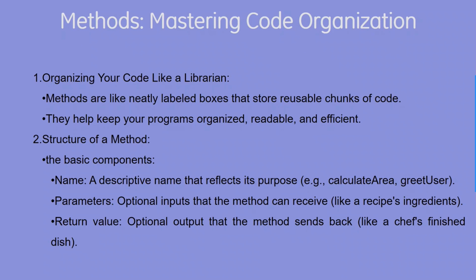The second point is the structure of a method. The basic components are: name, a descriptive name that reflects its purpose, for example to calculate the area or grade users. Parameters, optional inputs that the method can receive, like a recipe's ingredients. Return value, optional output that the method sends back, like a chef's finished dish.